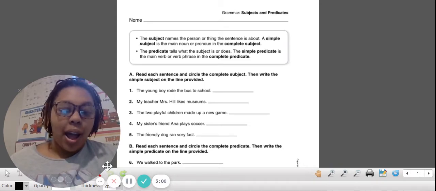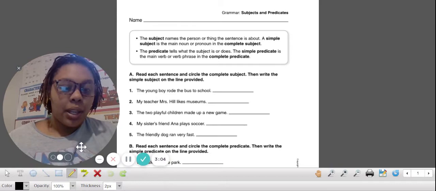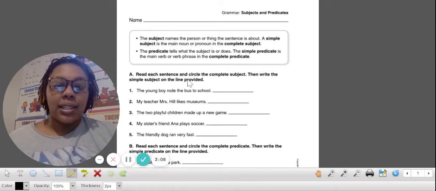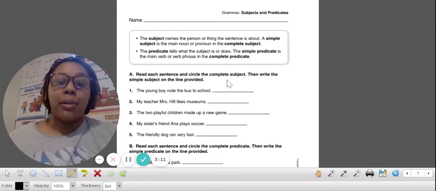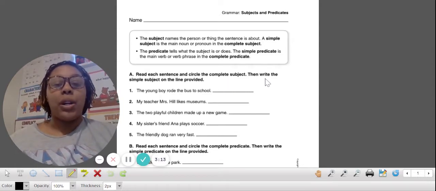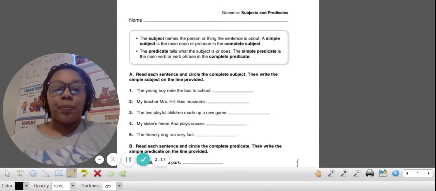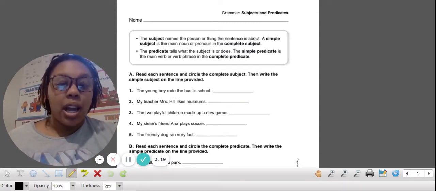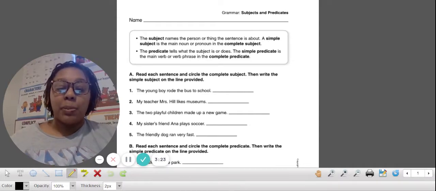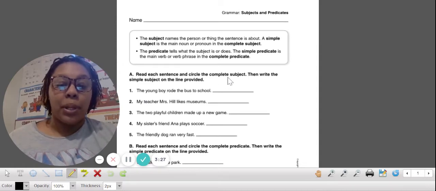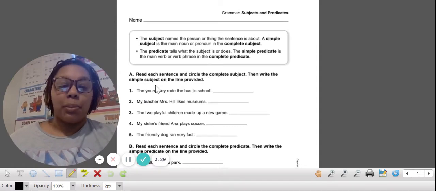All right, so I have my pencil getting ready, and we are going to start with number 1. Read each sentence, then circle the complete subject. Then we are going to write the simple subject on the line provided. Number 1, the young boy rode the bus to school. So for this page in section A, we are just focusing on the complete subject and then the simple subject.